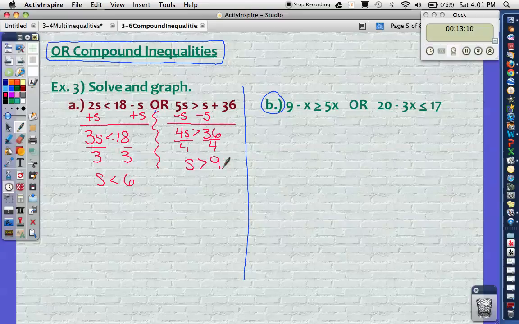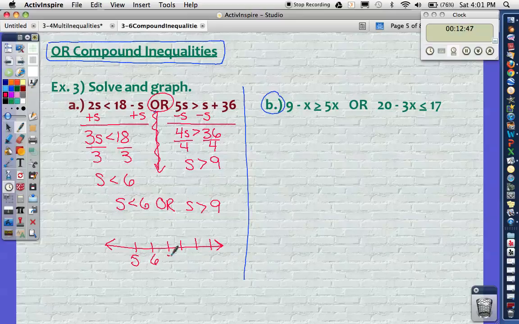Your final answer then, guys, you have to pull these next to each other. S is less than 6. And you have to keep that word or, so drag that down. Or s is greater than 9. Remember, or is the union. That means it only has to satisfy one of those inequalities. So when you're graphing, keep that in mind. It does not have to be a solution to both of them.